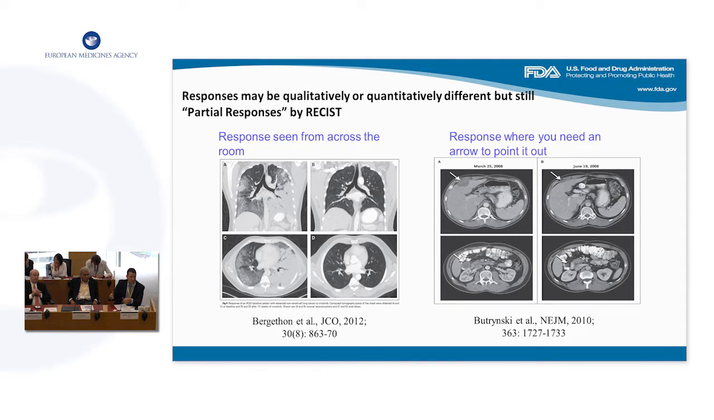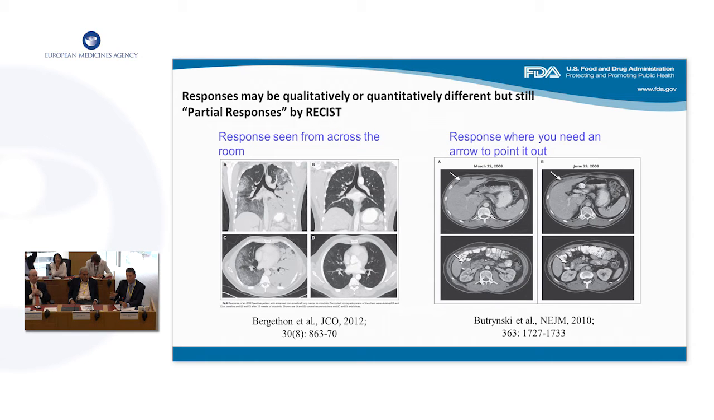This slide is just to say, and we discussed it somewhat this morning, responses may be qualitatively or quantitatively different, but still be deemed partial response by RECIST. On the left, you see a response that's quite obvious, seen from across the room. On the right is a response where in the journal it required an arrow to point it out.